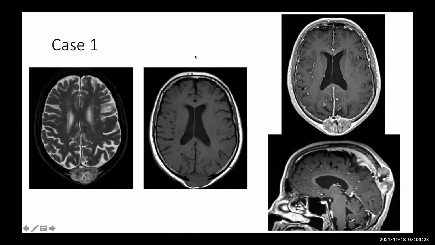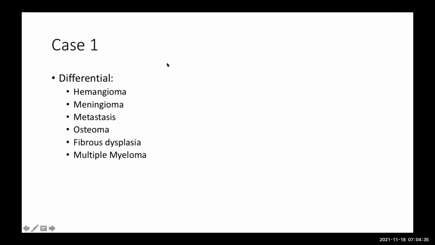So interestingly enough, this was actually biopsied at an outside hospital. It was called squamous cell carcinoma. She got radiation and treatment, but it continued to grow. This is also part of the differential here: osteoma, fibrous dysplasia, meningioma, and intraosseous meningioma.